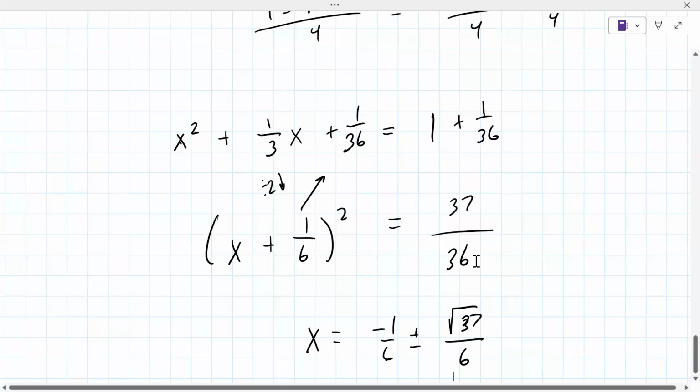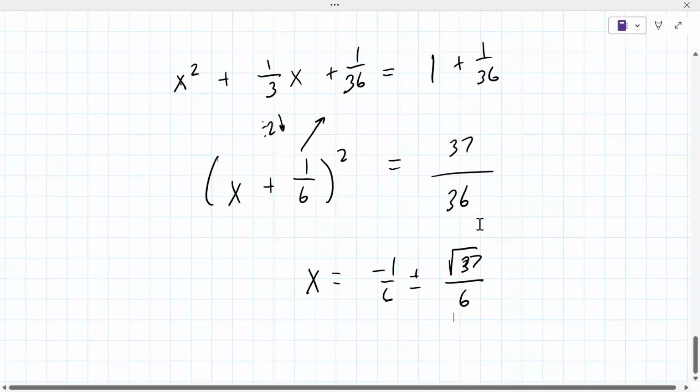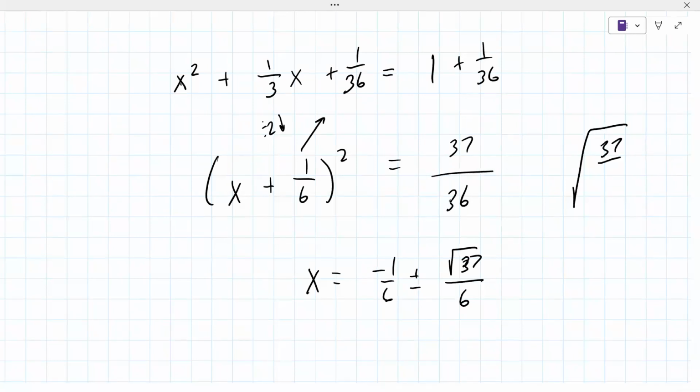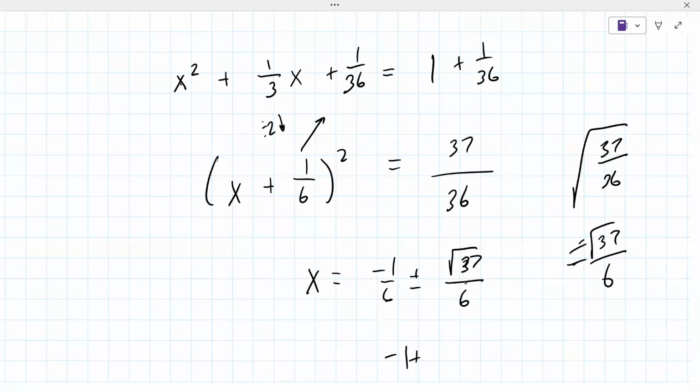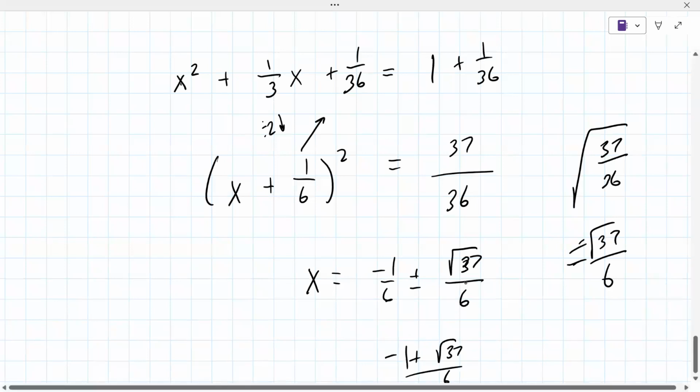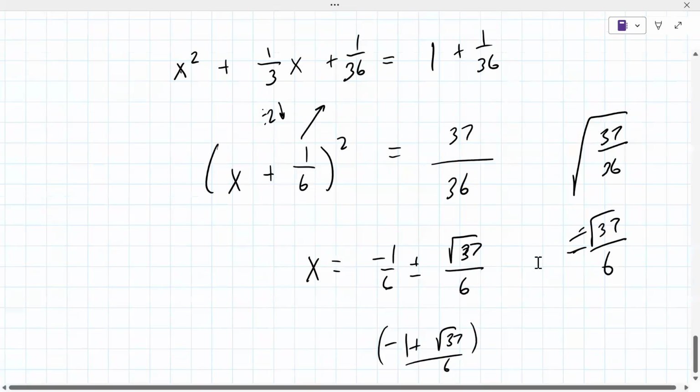If you can take the square root of the bottom, the square root of 36, you do it. Oh yeah, so it just simplifies to 6. Got it. And often these match; it's pretty common for these to be the same. Then you could put them over the same denominator and say -1 plus or minus the square root of 37 over 6. That's okay.